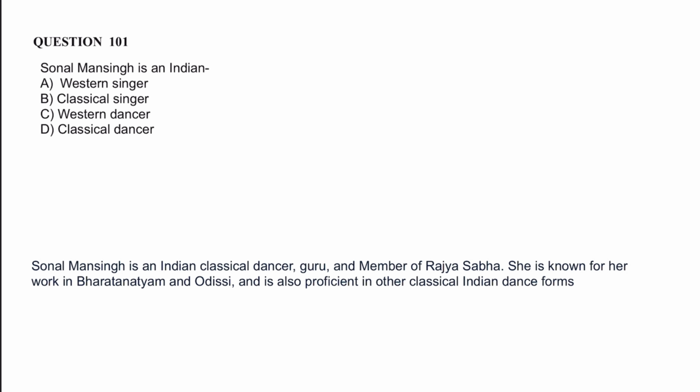Sonal Mansingh is an Indian classical dancer. So the correct option is D, Indian classical dancer. She is a dancer, guru, and member of Rajya Sabha. She is known for her work in Bharatanatyam and Odissi and is also proficient in other classical Indian dance forms. Correct option is D. Next question.